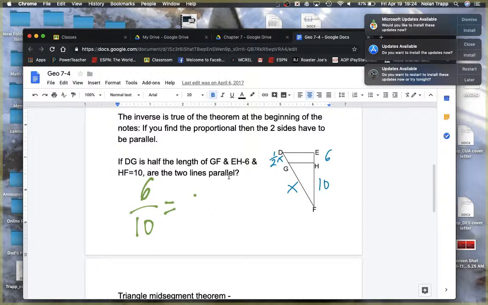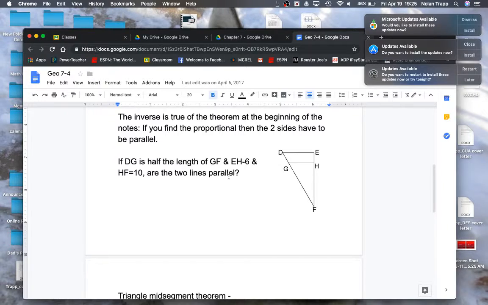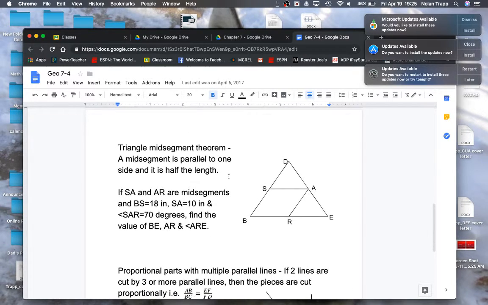6 over 10. Well, that simplifies to 3/5. The x's cancel. This is actually equal to 0.6, which is not equal, so these lines are not parallel. Okay? That's what it means. If they're not proportional, if the proportion doesn't work out, then they can't be parallel.